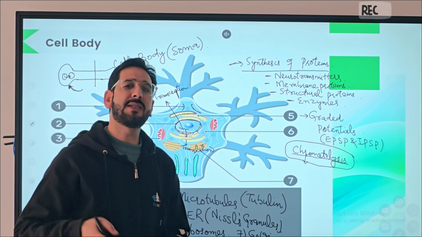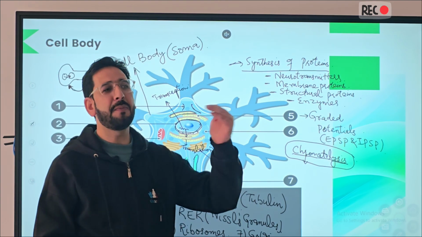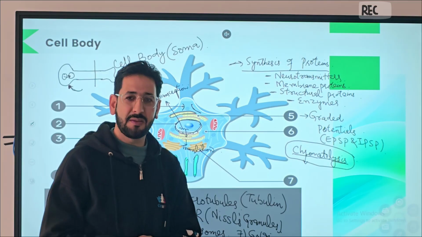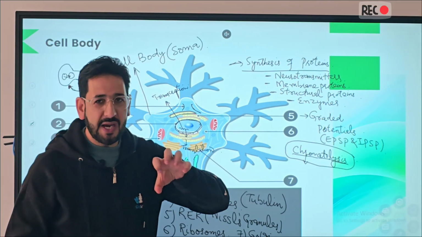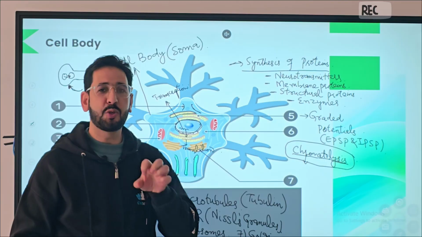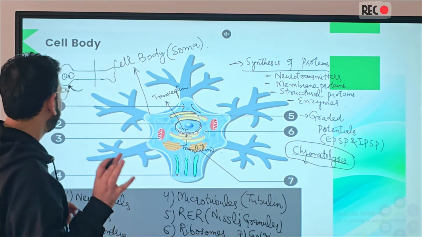The Schwann cells help the repair of the neuron in the peripheral nervous system, but the repair in the central nervous system is very, very difficult, because the oligodendrocytes there, in place of Schwann cells, do not help the neuron in the repair and regeneration. Okay, this is very important.